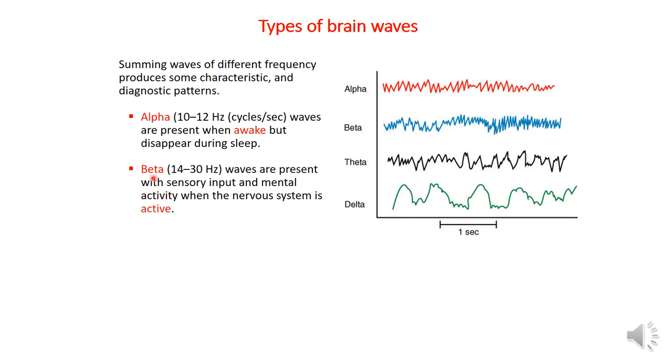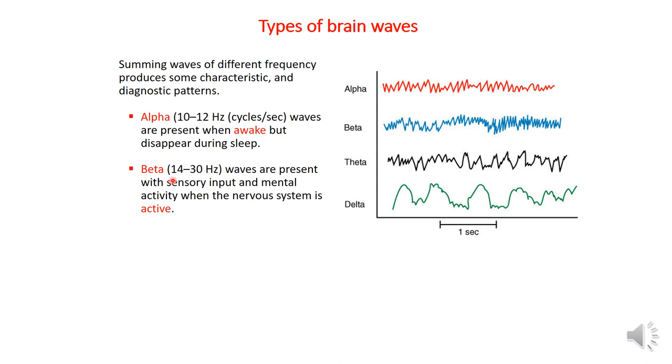Beta waves are recorded when the subject opens his eyes. The alpha waves change into beta waves, and they are present with sensory input and mental activity. So it is usually recorded when the nervous system is active. So alpha wave is recorded when you are in a state of wakefulness with closed eyes. If the eyes change from the closed state to the open state, we record what? We record beta waves.